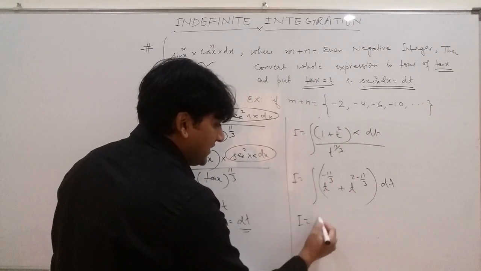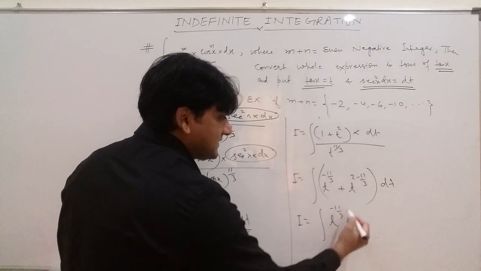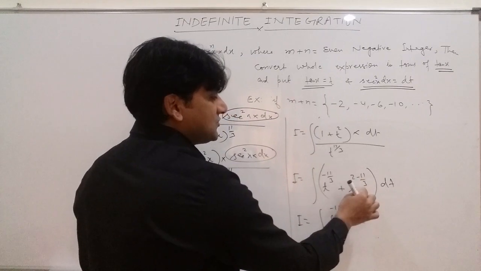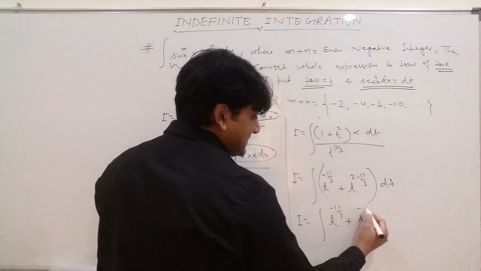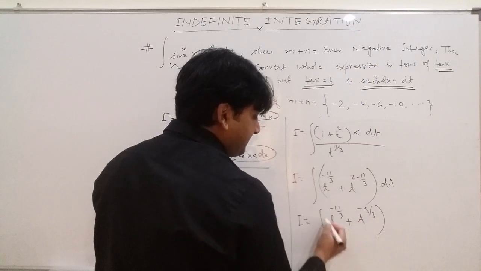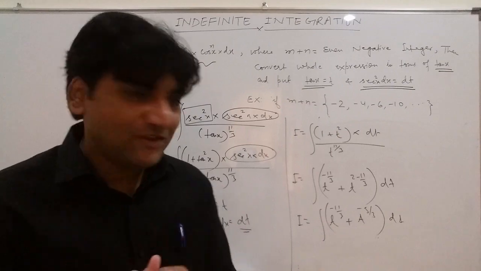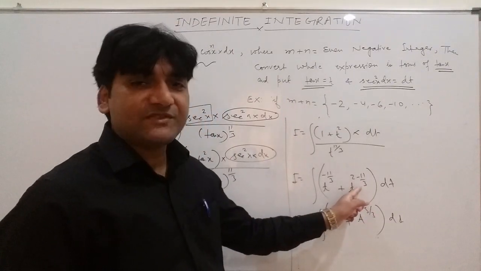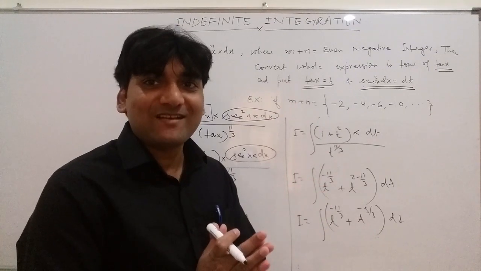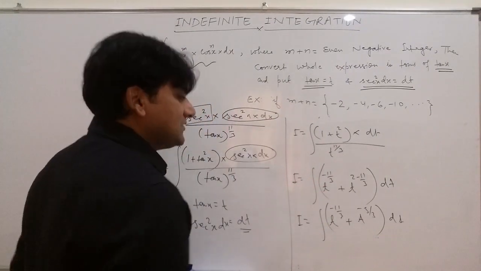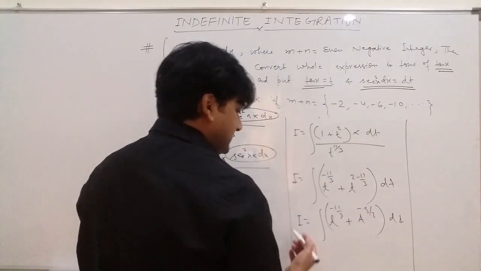Now I equals t raised to minus 11 over 3 plus t raised to, we have to solve this: 6 minus 11 over 3, which means minus 5 over 3. Let us check once more, there should be no calculation error. 2 times 3 is 6, 6 minus 11 is minus 5. So t raised to minus 5 over 3. Now we can integrate this.